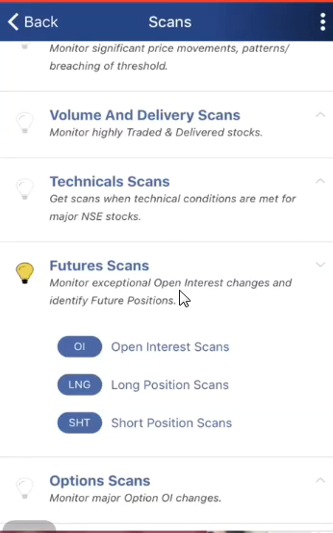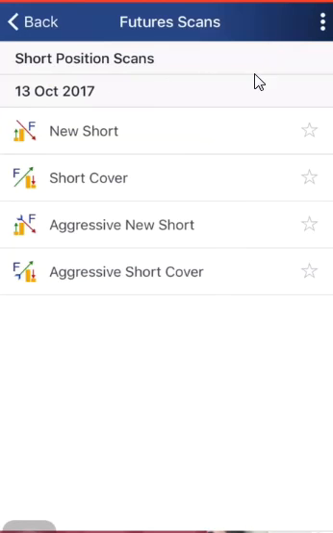These are the different options which are available in the futures scans: open interest scan, long position scans, and short position scans. So you can make use of them to scan the futures. Here is a glimpse of what it looks like. There is new short build up, or short covering happening. There are aggressive new shorts that have been added in the futures, and aggressive short covering.